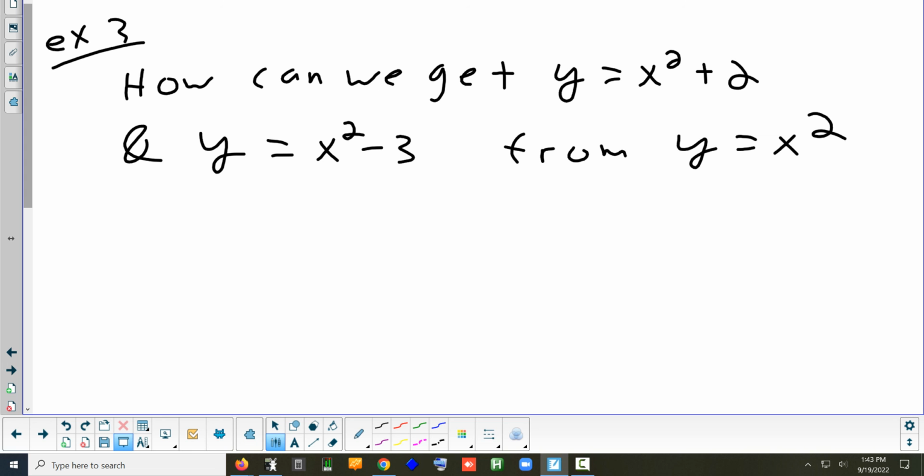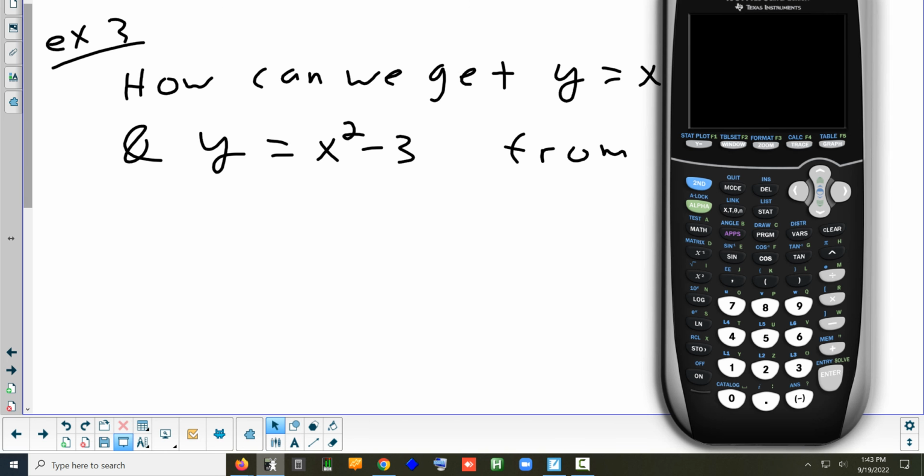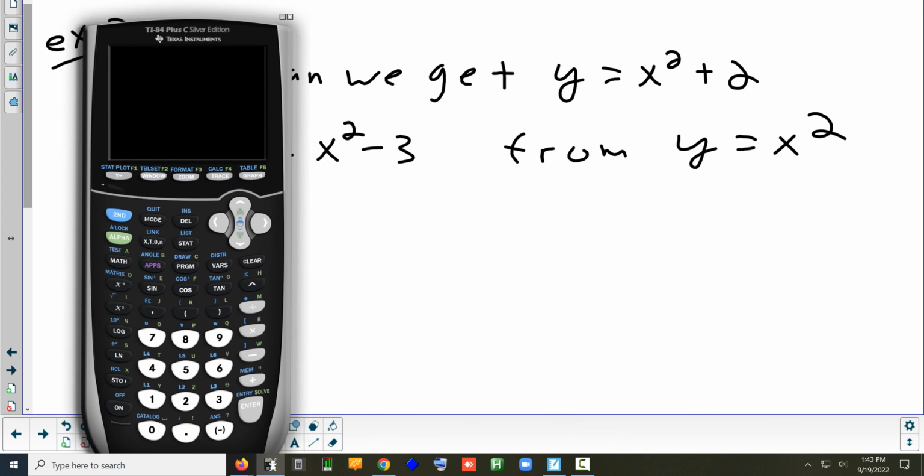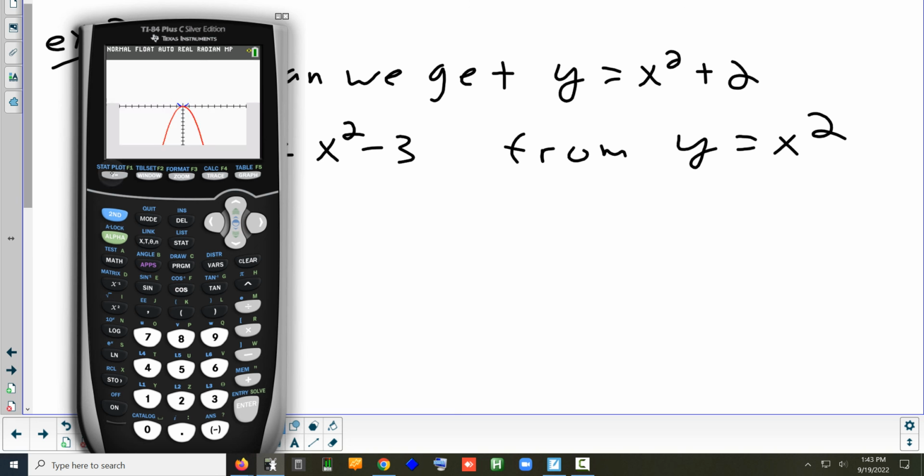How else could it shift it? Yeah, Tom? Up and down. It could go up and down. Let's see which one it is. But I will tell you that adding or subtracting like this is always a shift, either up and down or left and right. You're about to find out which one. So let's graph x squared, and let's do x squared plus 2.